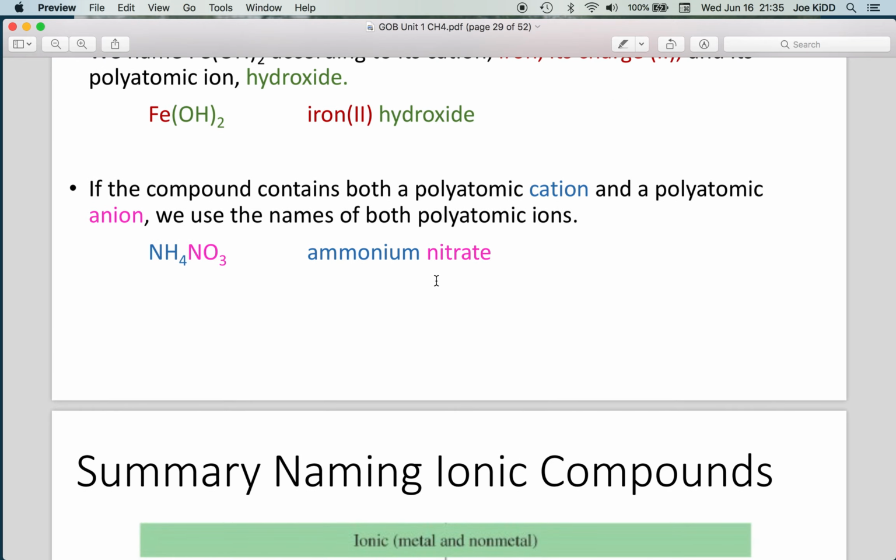The last example I want to give is one where it's a little crazy, right? We have a cationic polyatomic ion, and we have a lot of anionic ones. So it's actually possible to write an ionic compound that is made up of entirely polyatomic ions. Ammonium nitrate is an example of this. Ammonium is going to be the cation, and nitrate would be the anion.